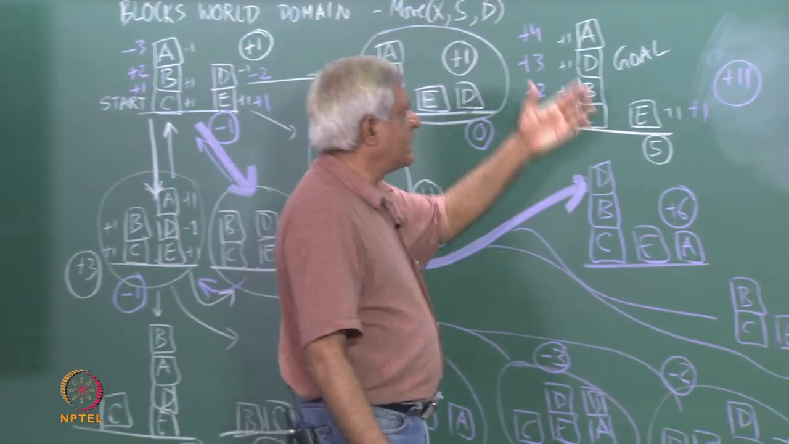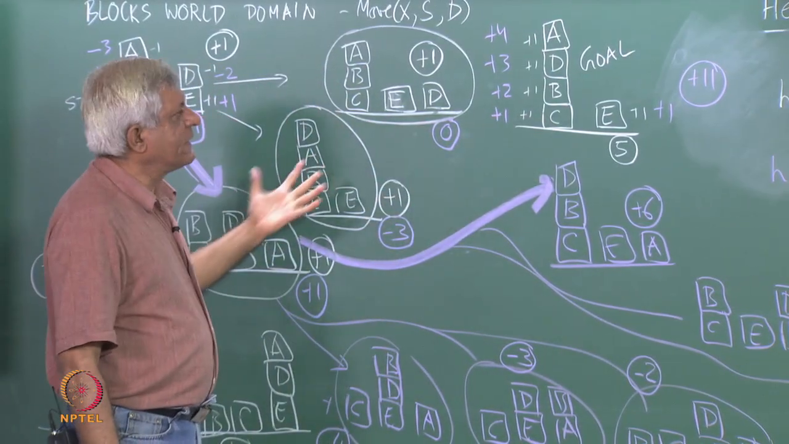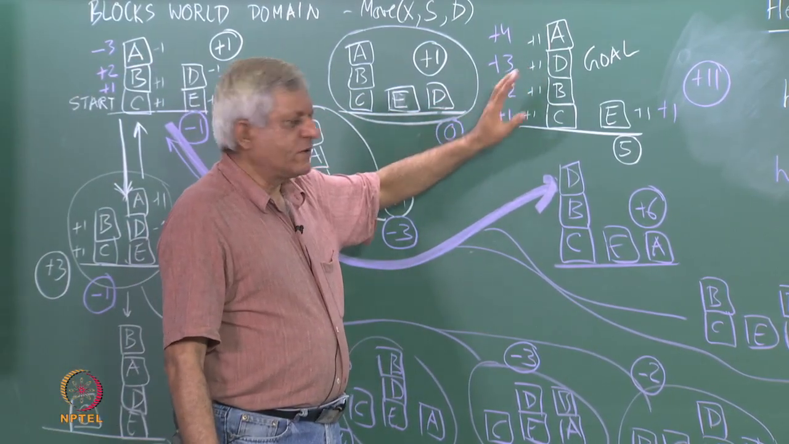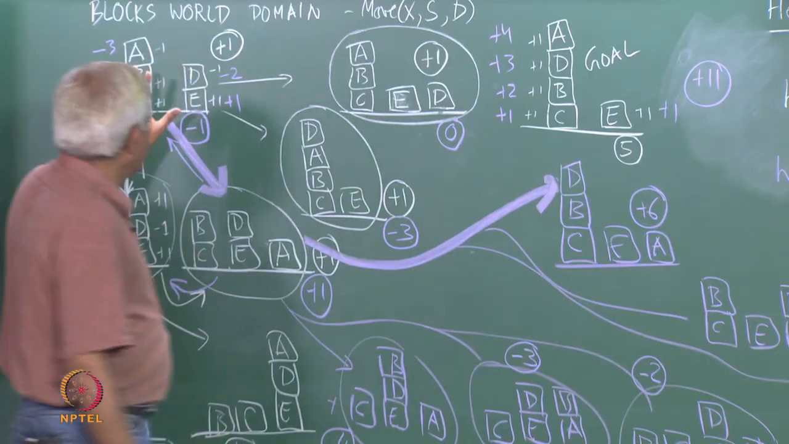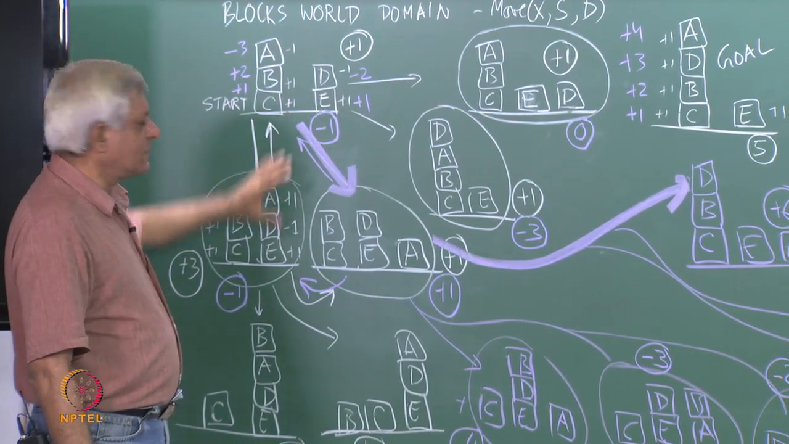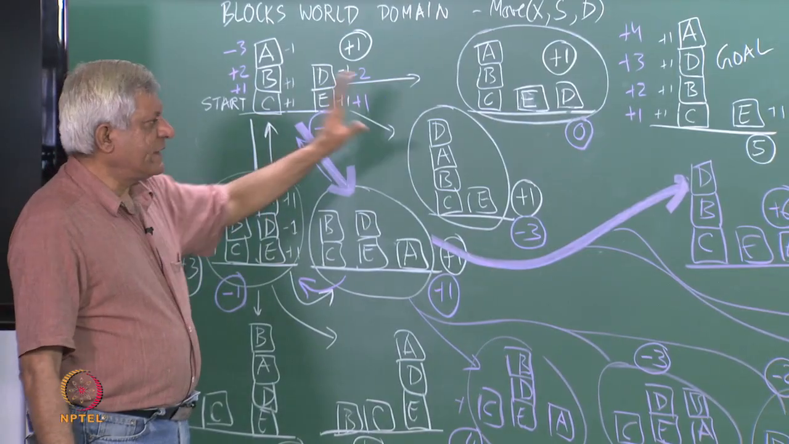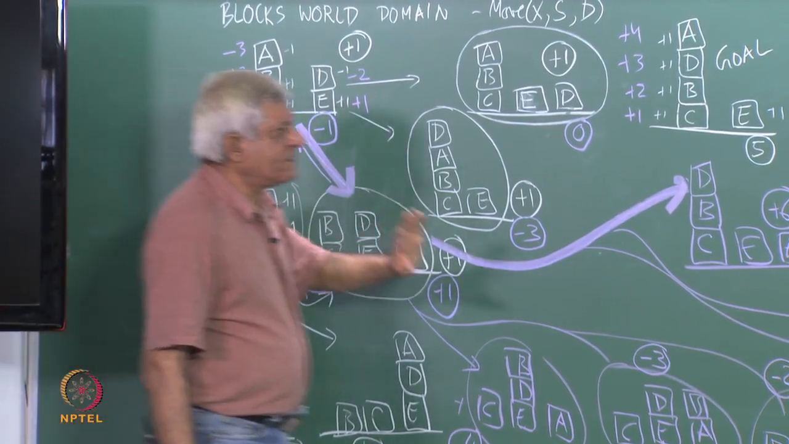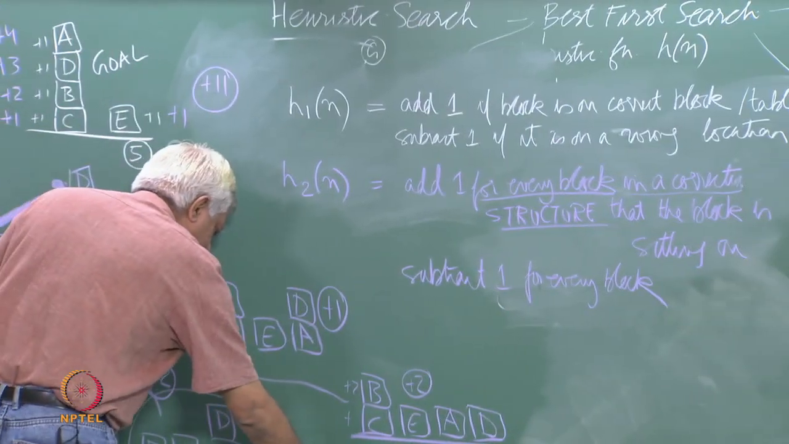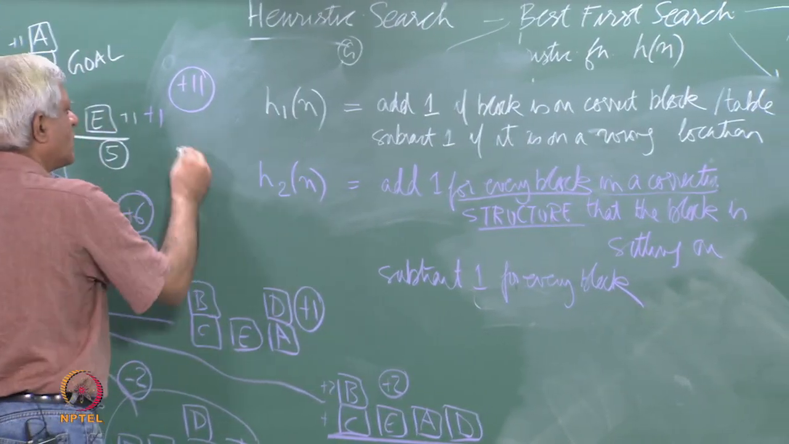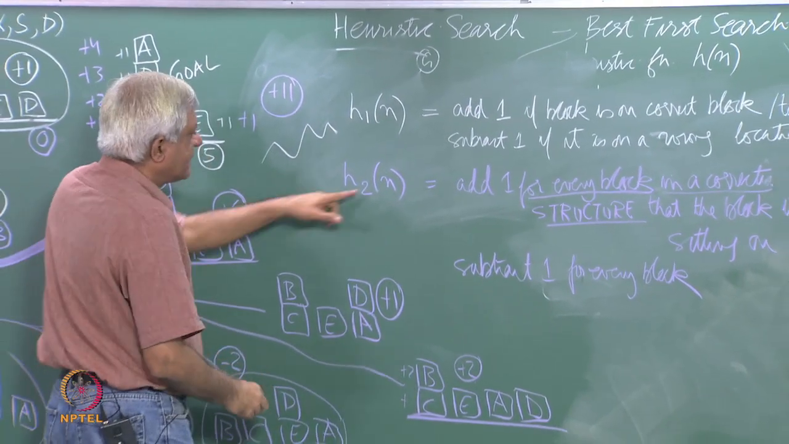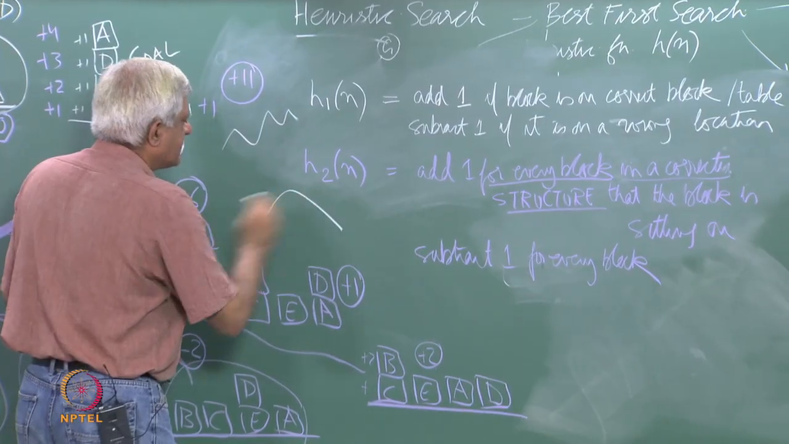One is more detailed, one looks at the entire structure, the other one only looks at what the current block is sitting at. And you can see that the first heuristic function takes it to a local maxima, the second one takes it to a global maxima. So, what does that mean? It means that the surface that H1 is defining has local maxima. It is something like this, whereas the surface that this one is defining is smooth.